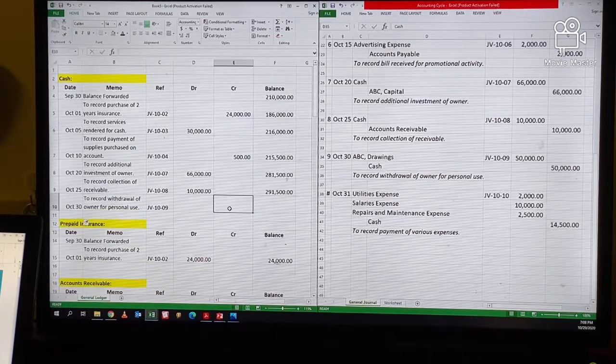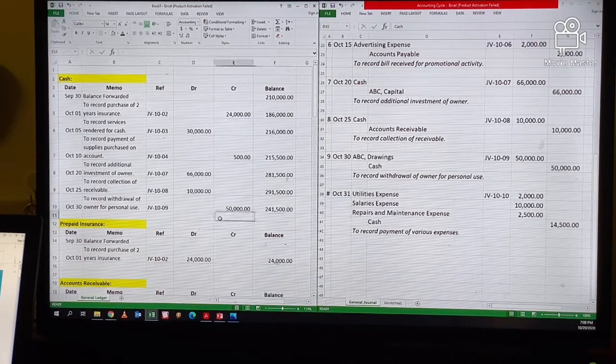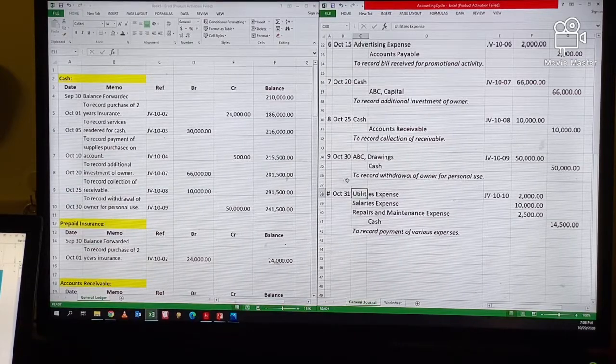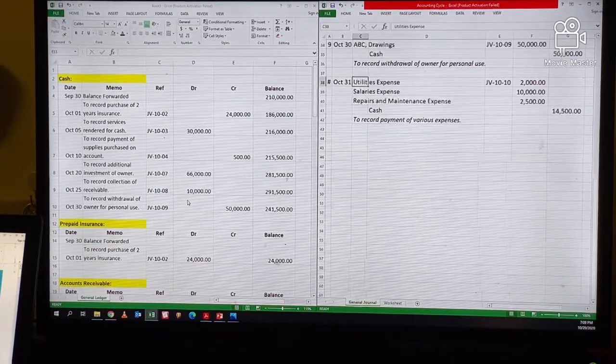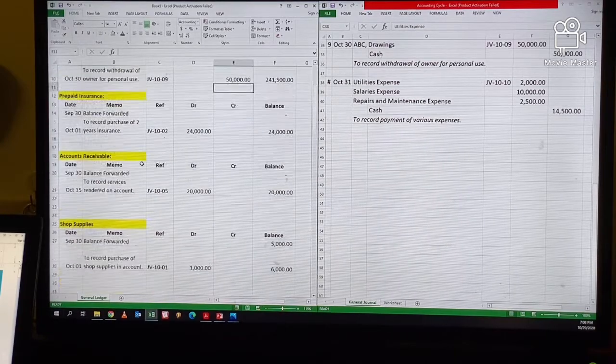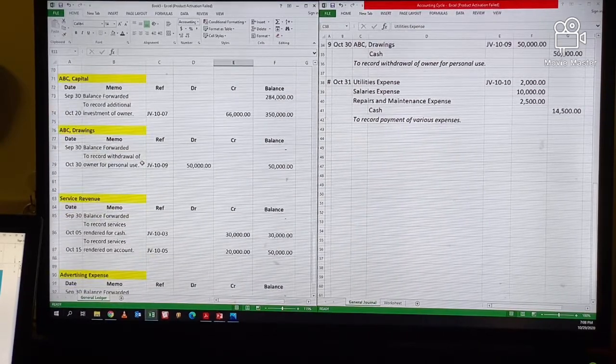So, we have a cash credit of 50,000 that was deducted. So, credit, so it decreased. Your cash was reduced. Okay. Then, number 10, utilities expense, salaries expense, and repairs and maintenance expenses increased.